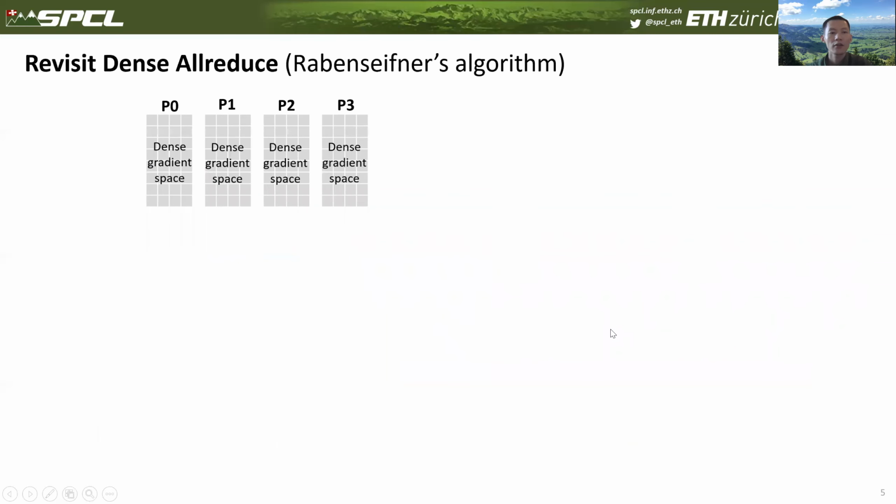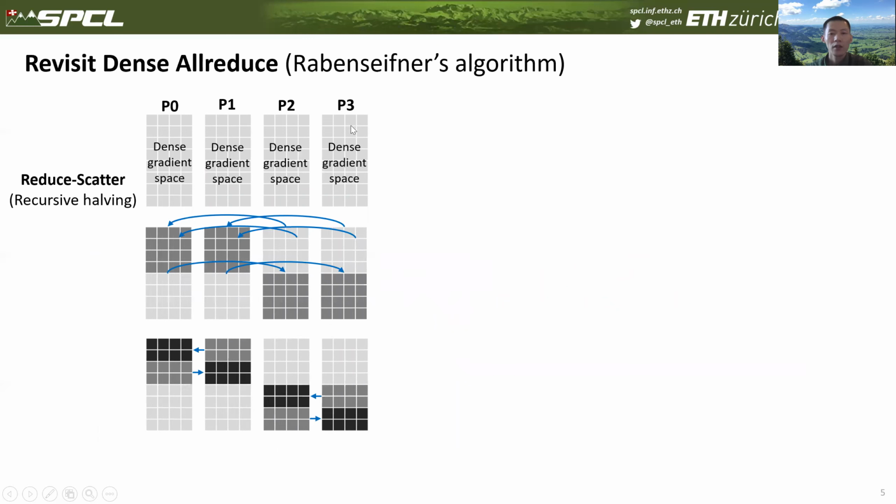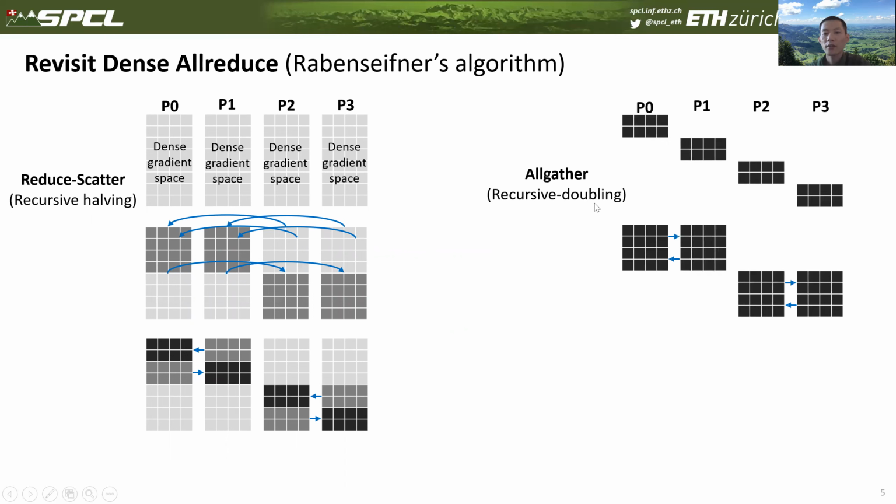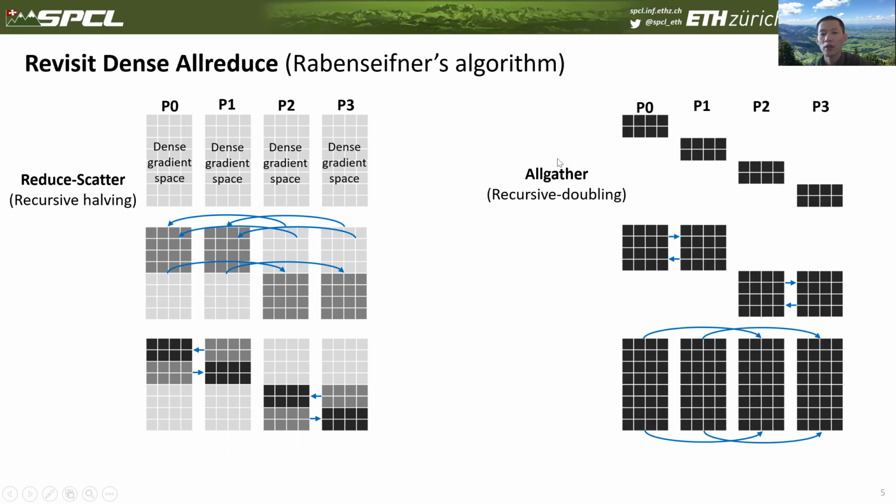Next, let's revisit the traditional dense Allreduce algorithm, Rabenseifner's algorithm. Here, suppose we have 4 workers, and they will conduct an Allreduce algorithm to synchronize the dense gradient space. Rabenseifner's algorithm has 2 phases. The first phase is reduce-scatter using recursive halving. After that, it will conduct all-gather using recursive doubling. And eventually, all the workers will get the reduced dense gradient.